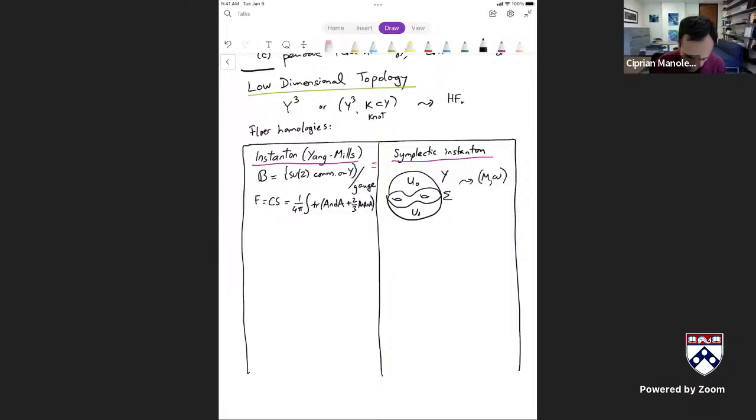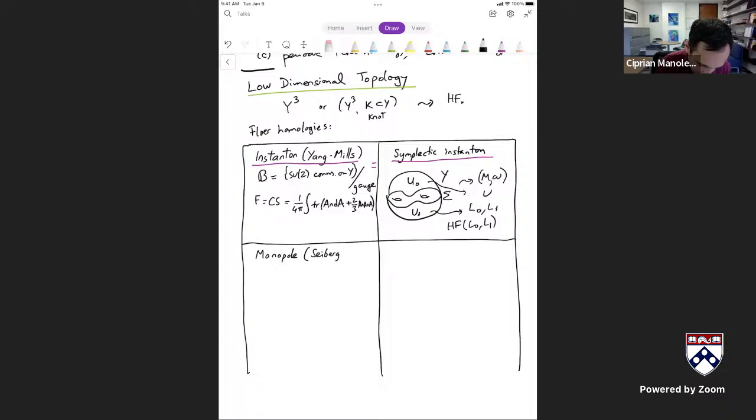And from each side, you get 2 Lagrangians, L0 and L1. Again, you can think of them as moduli spaces of flat connections. I won't tell you the details, but at this point, you apply the previous version, the one in symplectic geometry, the Lagrangian Floer homology, and you take HF of L0, L1. And, well, the Atiyah-Floer conjecture tells you that these two are the same. And, well, it was proved in many cases by now. That's one theory. Another one is the monopole Floer homology, which is based on the Seiberg-Witten equations.